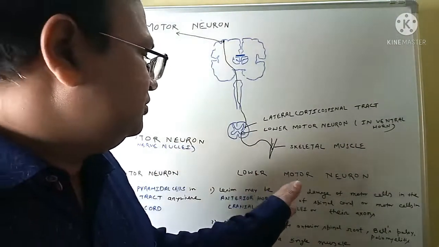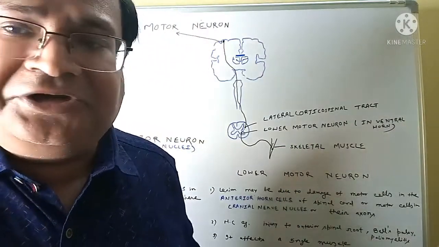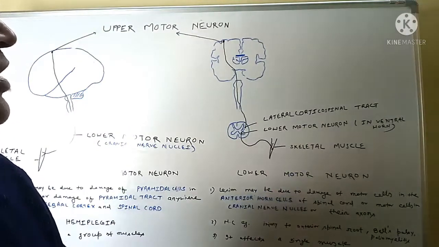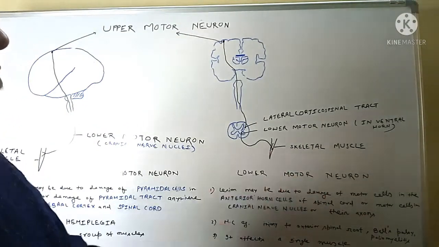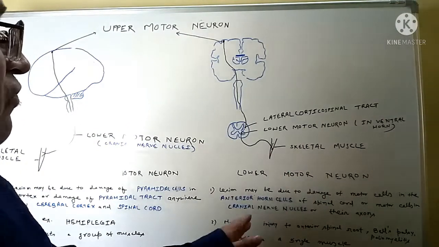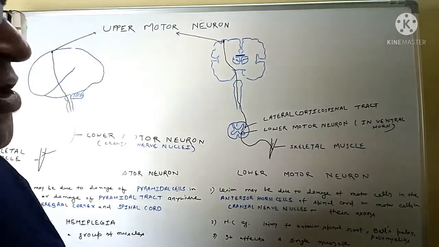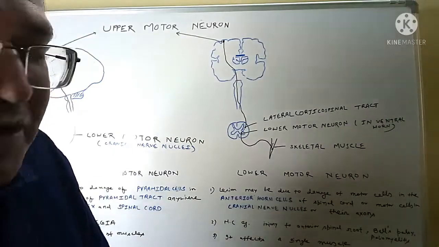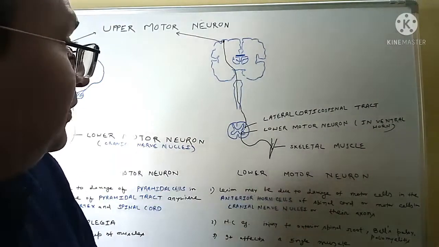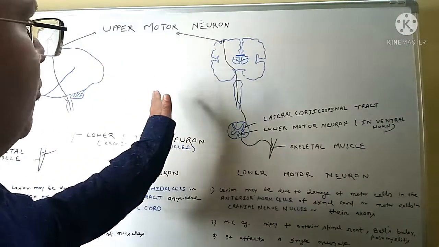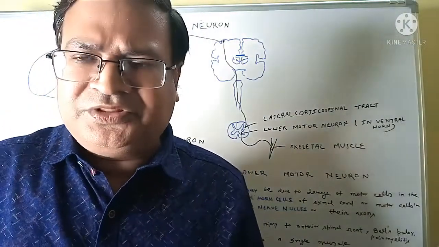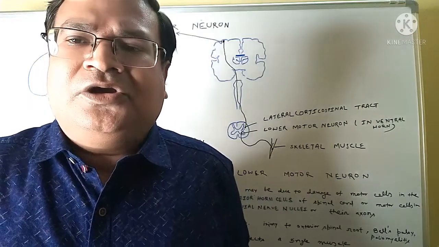The most common disease in the case of the lower motor neuron is poliomyelitis. In poliomyelitis, there is a lesion of the lower motor neurons, and there will be flaccid paralysis. The tone of the muscle is decreased, and Bell's palsy can also occur. This is all about the upper motor neuron and the lower motor neuron. I have discussed the difference between the upper motor neuron and the lower motor neuron.